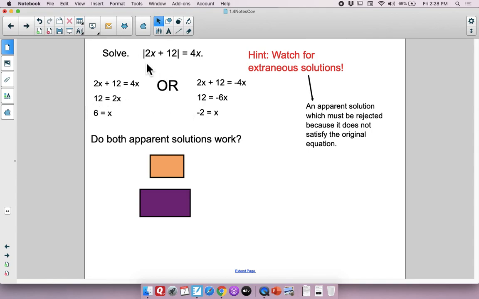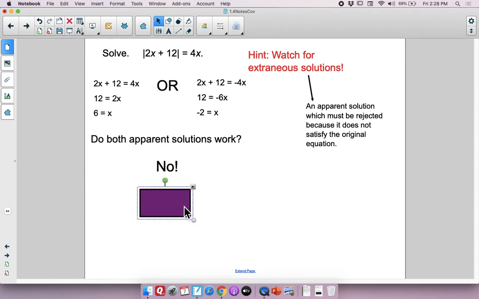What about this one? -2. 2 times -2 is -4. -4 plus 12 is 8. Absolute value of that is 8. And when I plug -2 in over here, 4 times -2 is -8. So I get 8 equals -8. Yikes. That doesn't work, does it? So do both work? No.